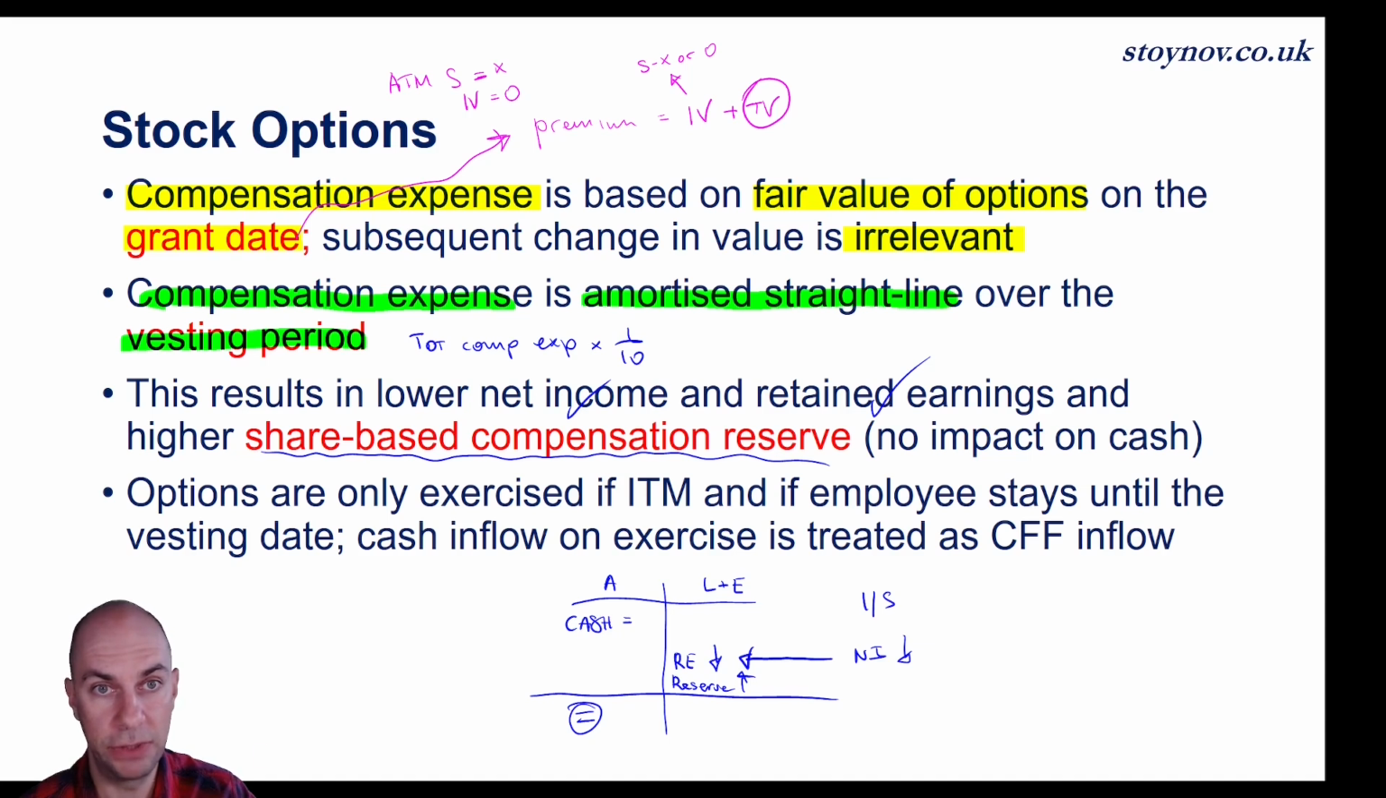So the amount that you expense in the income statement reduces retained earnings and then increases the share-based compensation reserve. Now, what will happen eventually as the options get exercised and you actually now have shares, that compensation reserve will then be removed and the corresponding amount will be put into common stock and additional paid-in capital.